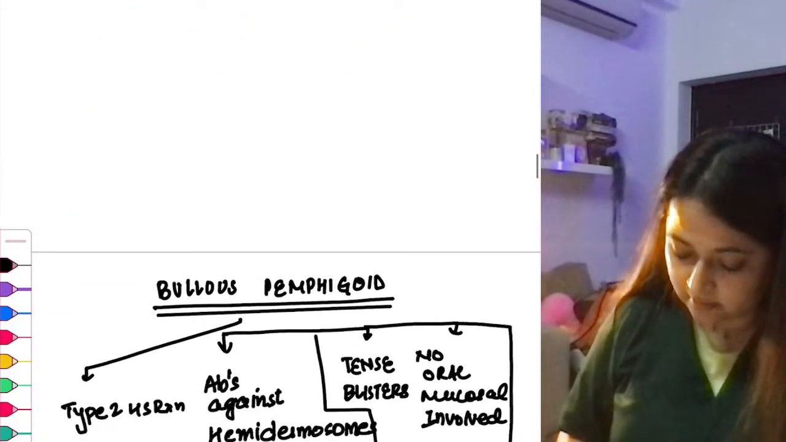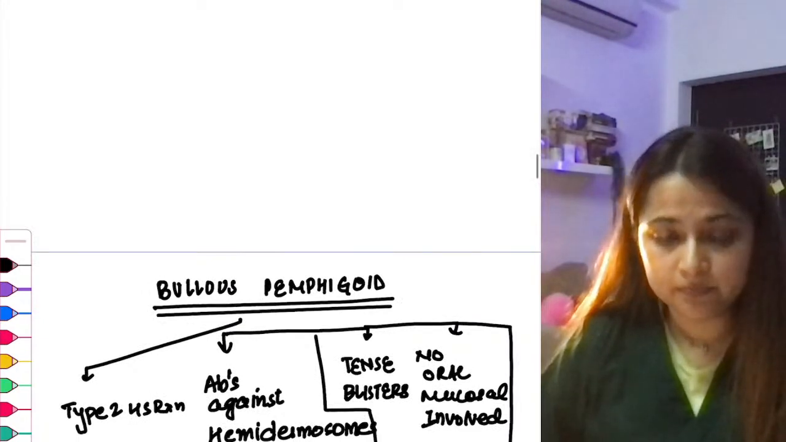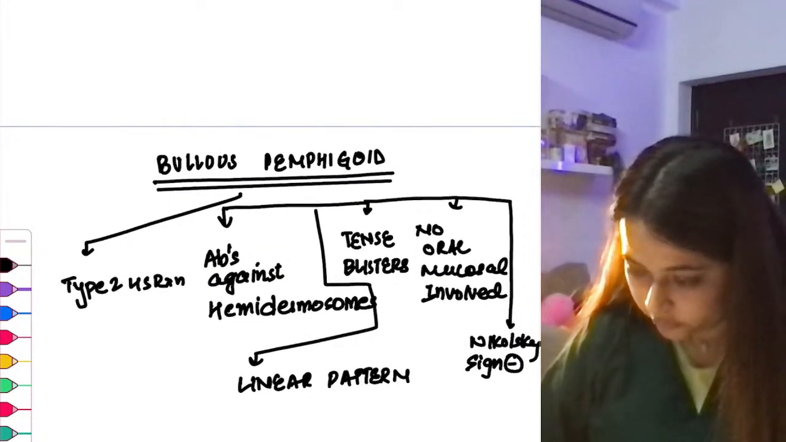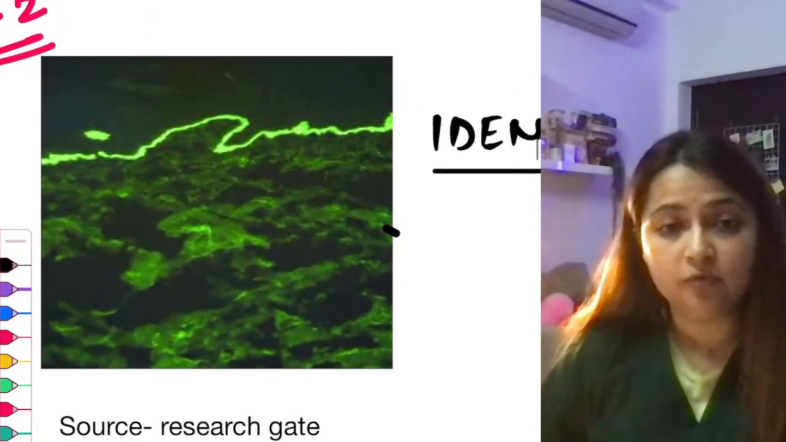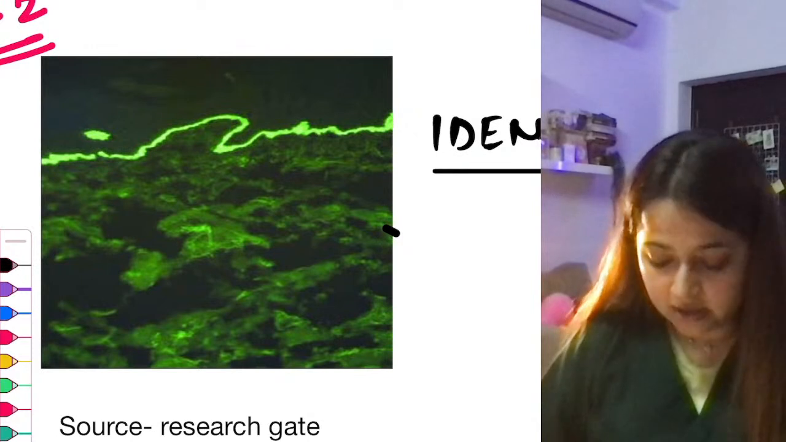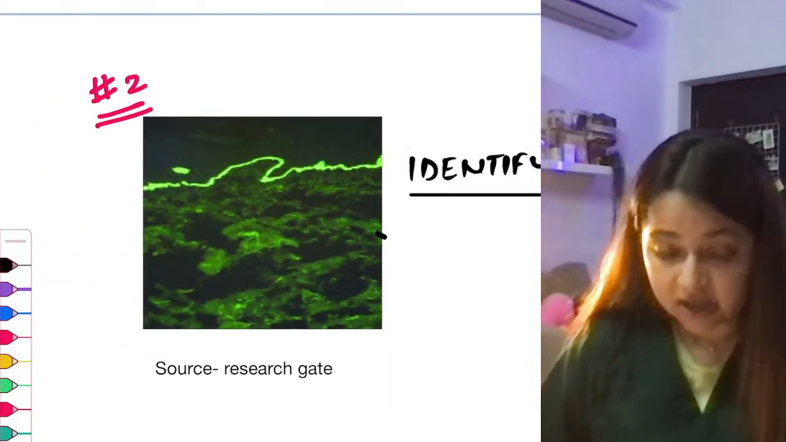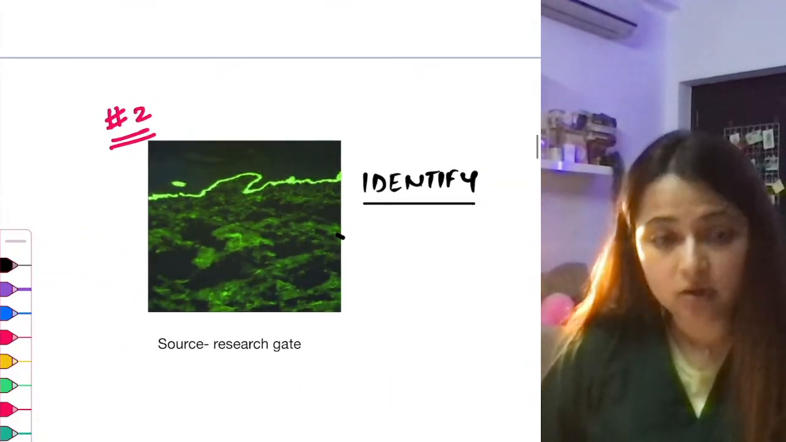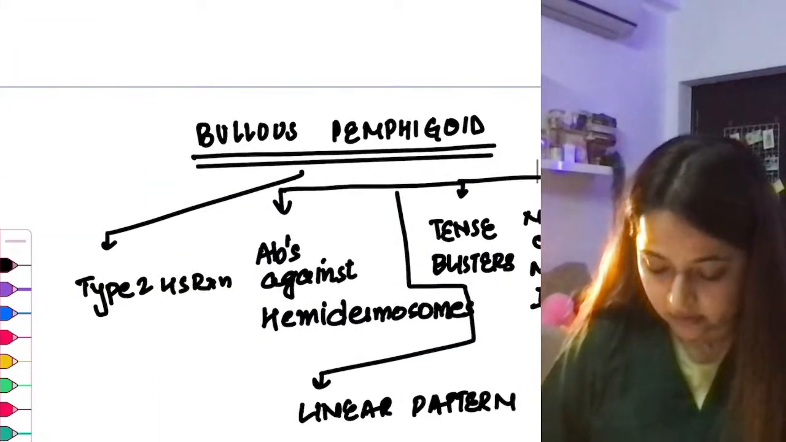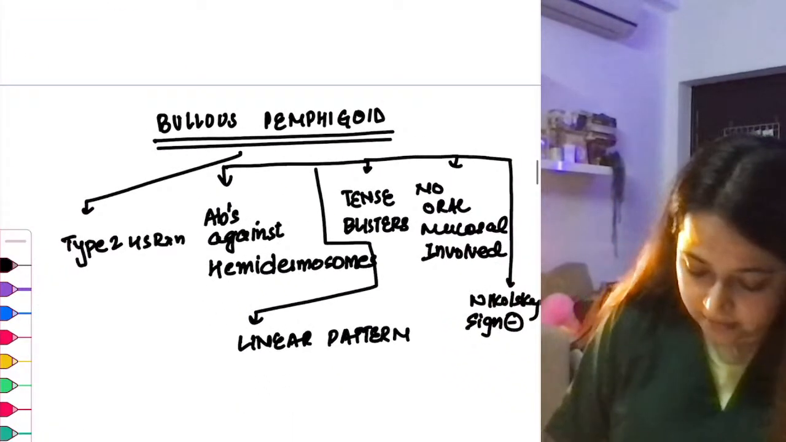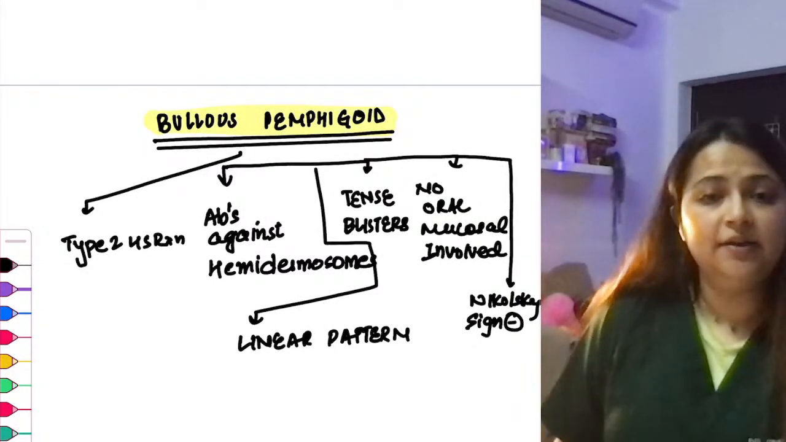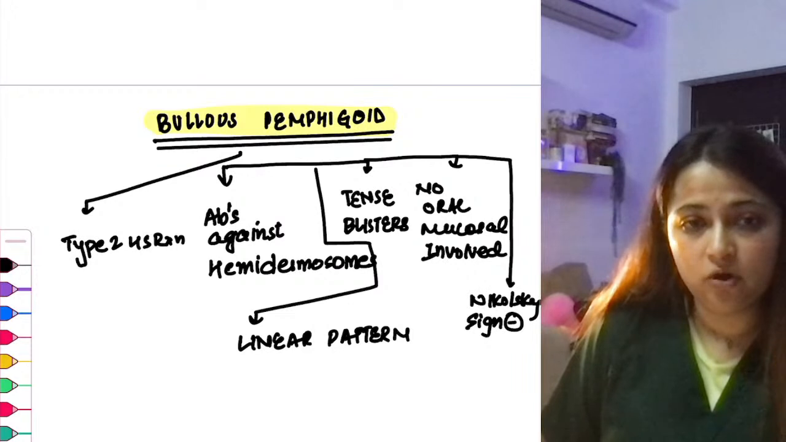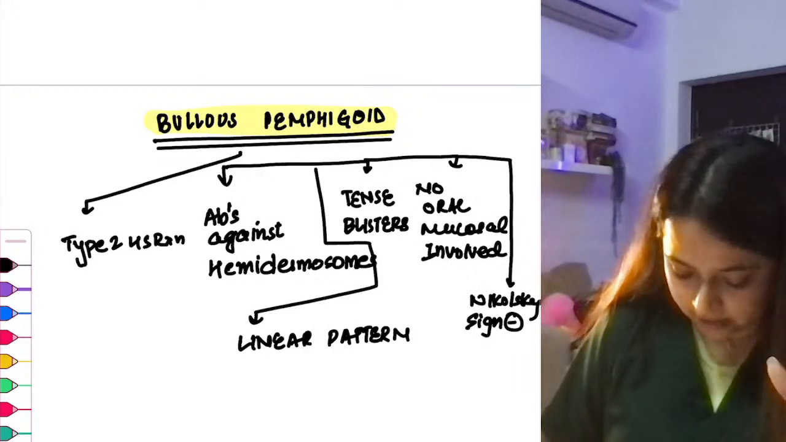Yes, looking at the picture, guys, this is bullous pemphigoid. And what you are seeing here is the linear pattern of immunofluorescence. In Pemphigus vulgaris, you saw the fishnet pattern or the reticular pattern. Here you are going to appreciate the linear pattern. And I told you a few points about bullous pemphigoid already. But now let us differentiate bullous pemphigoid from Pemphigus vulgaris, which is very, very important.